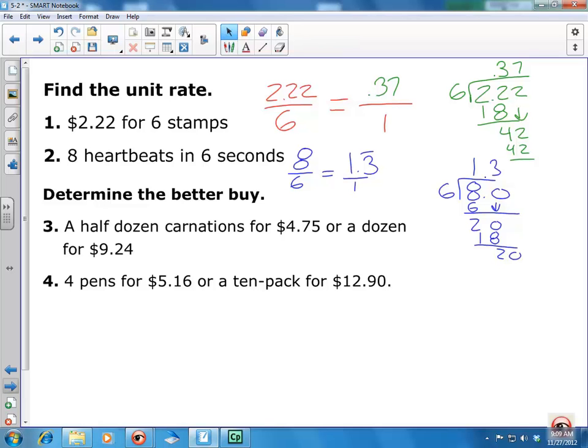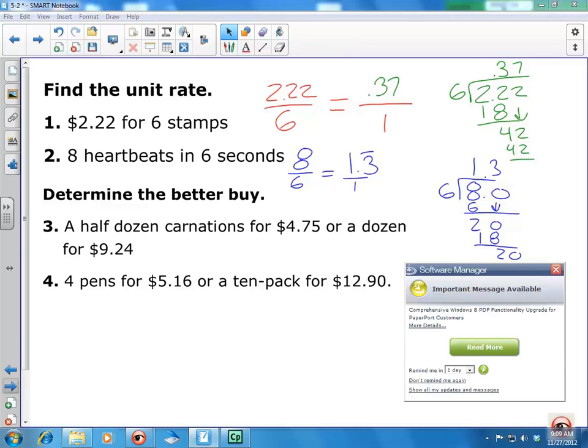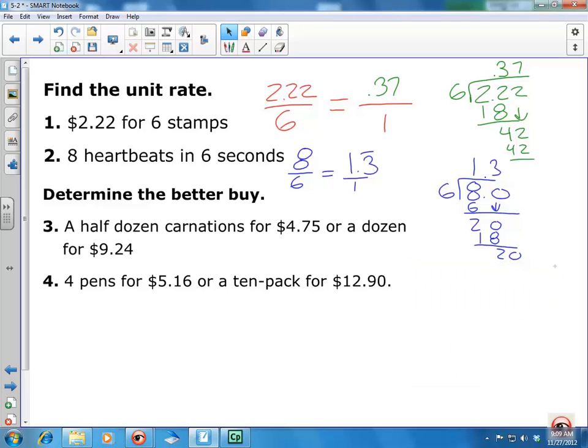All right, let's take a look at number 3. Number 3 says a half dozen carnations for $4.75, or a dozen for $9.24. And what it's asking us here is which one's a better buy? You can't say, well, obviously the half dozen is a better buy because it's cheaper, if it's only $4.75, so obviously you're saving money. Well, yes, you are saving money, but which one is actually cheaper per flower?